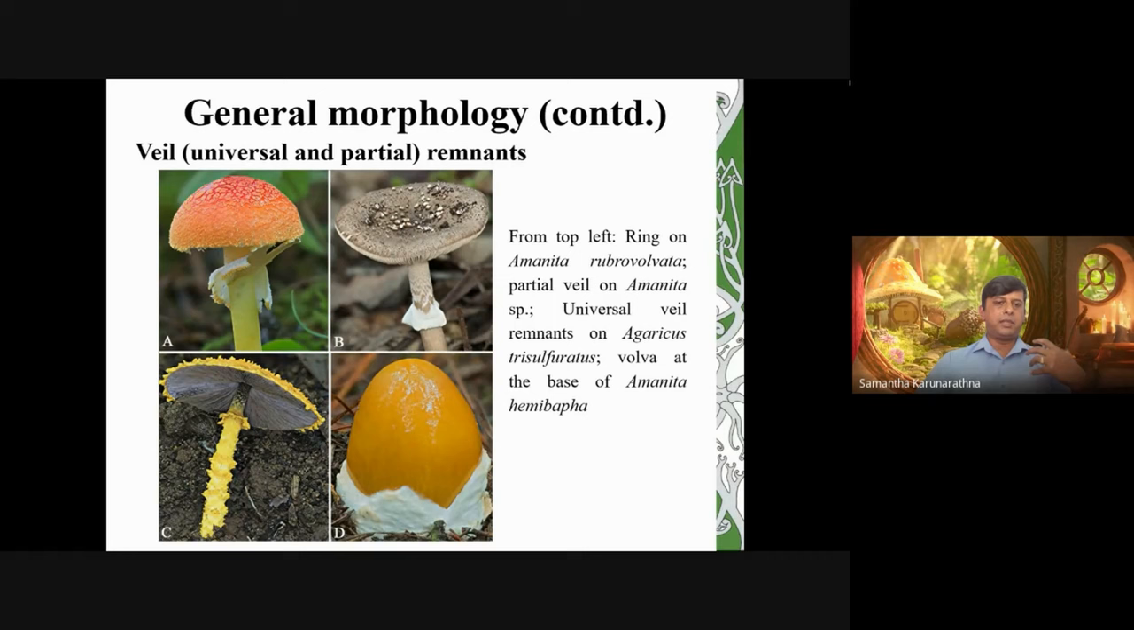And some remain as the ring, so we call it a ring or the veil. And some remain at the base, so we call it a bulb or the volva. This is why you see in different mushrooms, they have a ring or veil, scales on the cap, and the volva at the base. All these are parts of the universal veil. Next one, please.